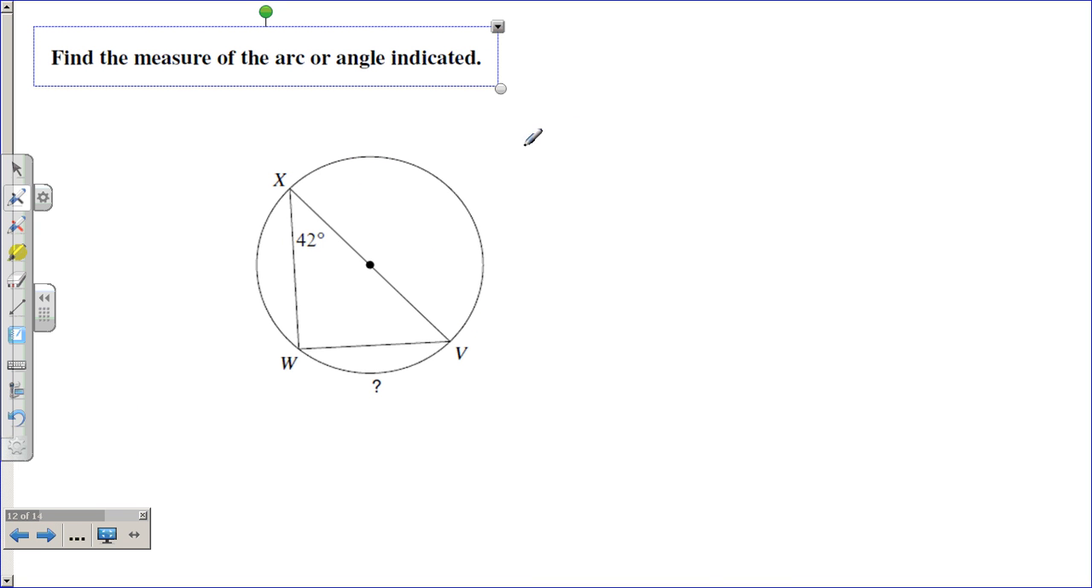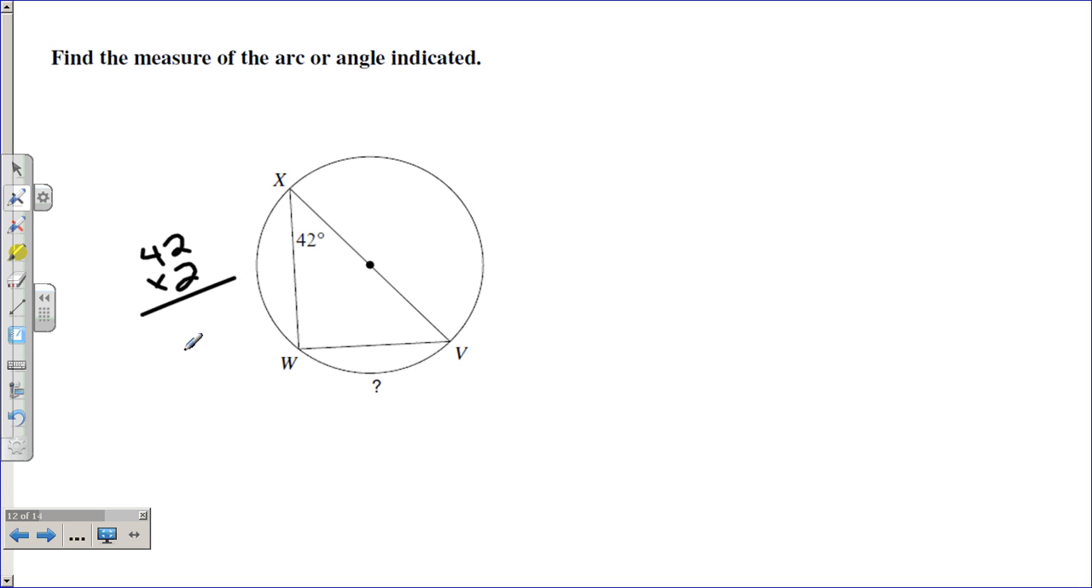Let's look at this one. Here we have an inscribed angle. Remember the rule? An inscribed angle, the arc that it makes, in this case right here, is twice as large. So if I just take 42 and multiply it by 2, I'd get 84. So my answer here is 84 degrees. Pretty easy. Let's look at another.